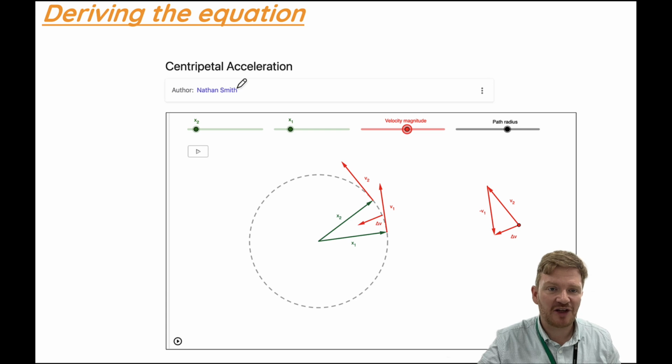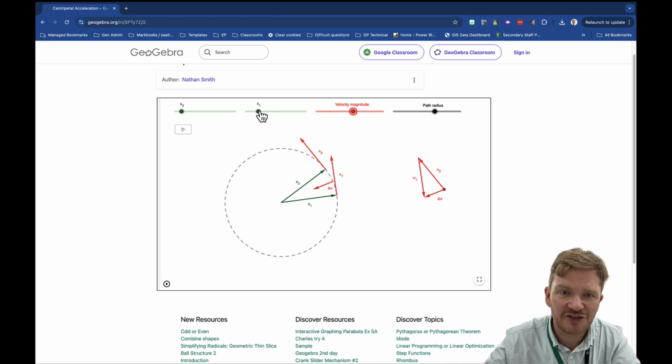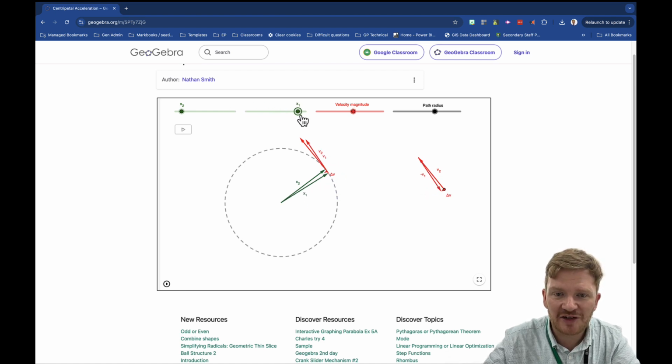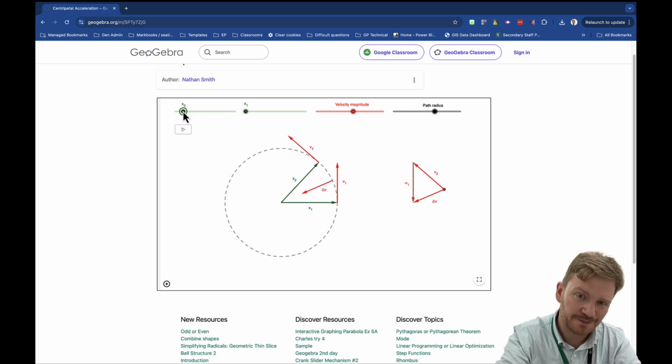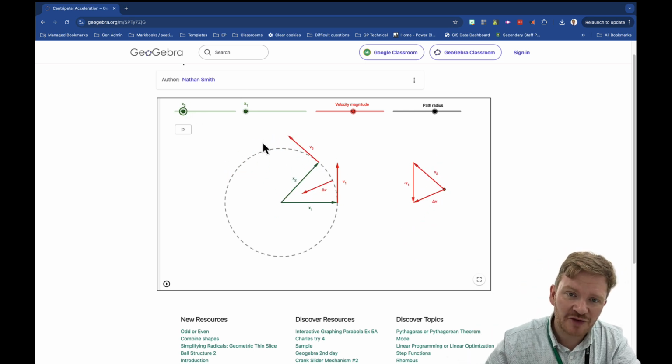So I found this great example online. It's by Nathan Smith. I don't know who he is, but he's made a nice simulation here, and I'll link this in the video description. But what you can do here is we can explore an object travelling in circular motion. So what I have is an object here, and it's got linear velocity here. So it's got linear velocity v2 after it went from linear velocity v1.